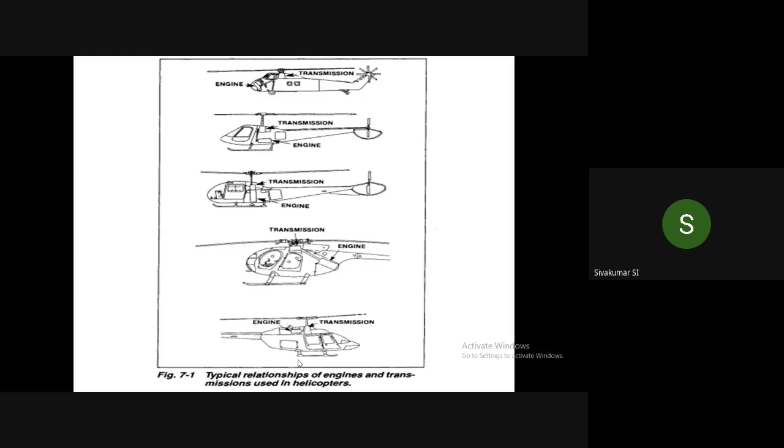The other arrangement, if you see, the helicopter engine is also fitted at the top, like our Eurocopter. The engine is fitted at the top with the engine mountings, and the transmission is vertical. And from the transmission system, the main rotor is fitted. So this is one arrangement. These arrangements give the locations of the engines and the transmission system.